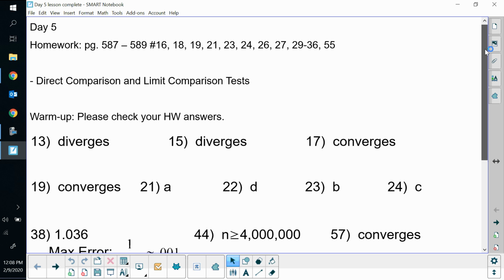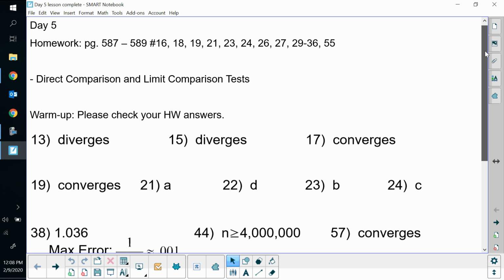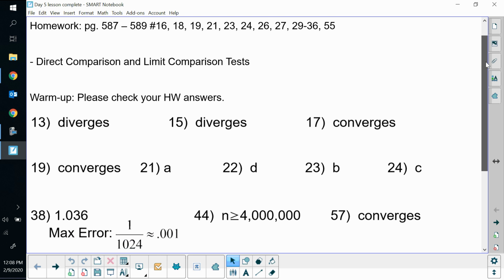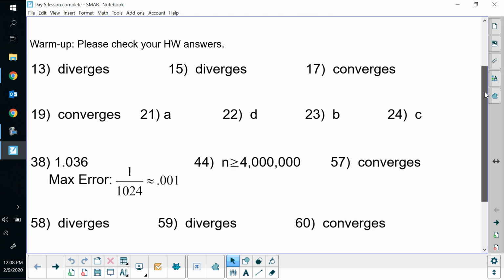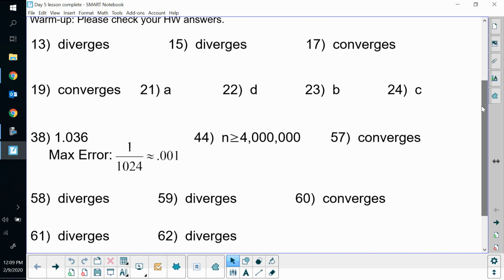I'm out sick today, so I'm going to try and walk you through this from home. Homework tonight, we got day 5 problems. You can put that in your planner. You can be checking your homework answers. That's all of them there.